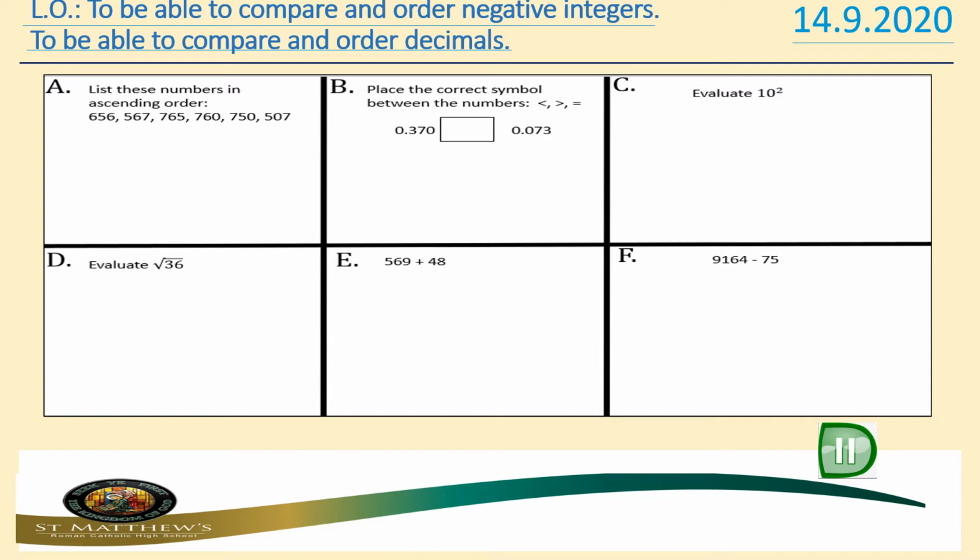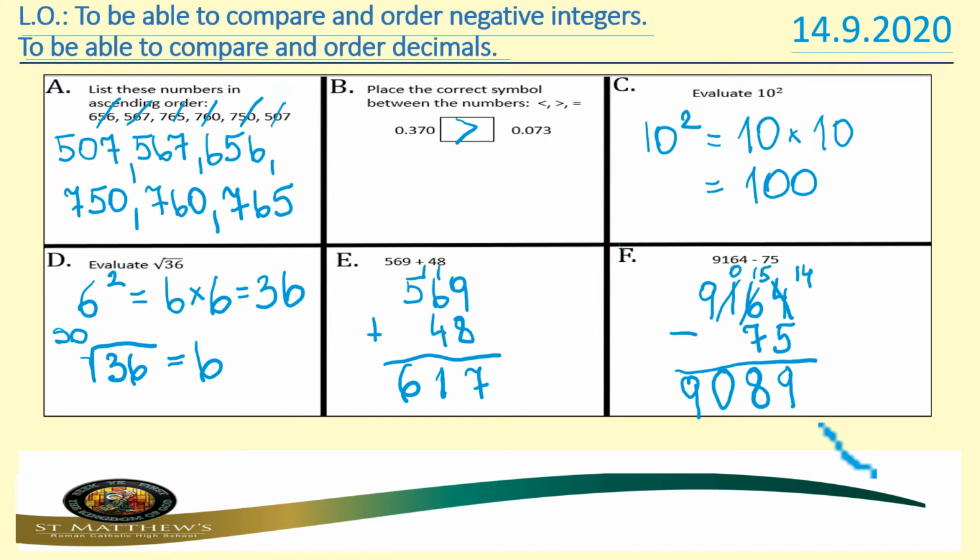Okay, so now you have 6 minutes. Pause the video and get on with the starter. Here are the answers. Mark them with a green pen. So now pause the video and take about 1 minute to mark it.